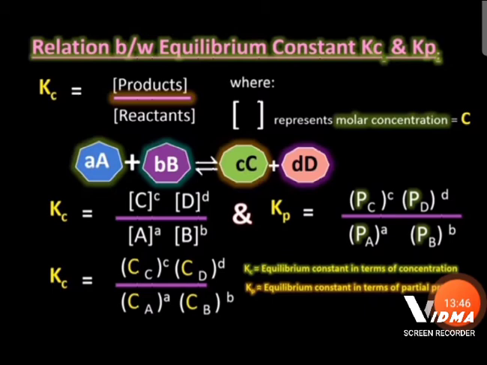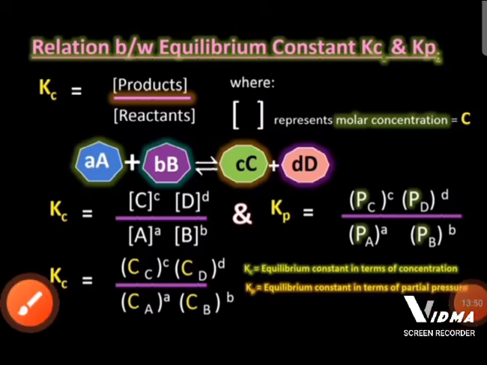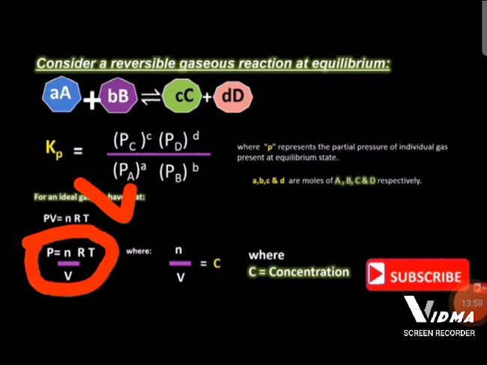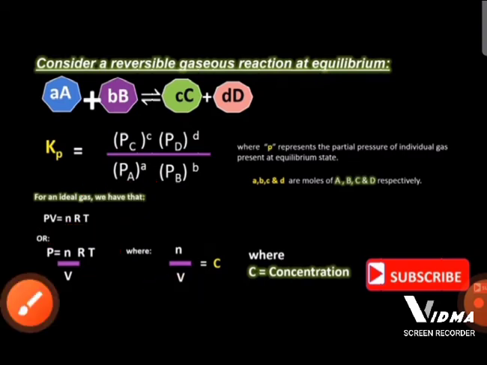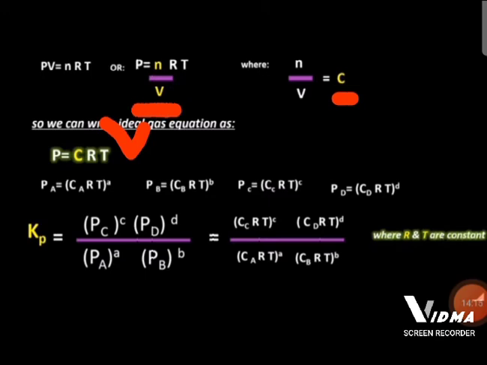So this is the expression of Kp and Kc for this particular reaction. Remember this. Now let us move further. We know the ideal gas equation, PV is equal to nRT. We can rearrange this equation as P is equal to nRT by V, and we know number of moles divided by volume is concentration. In place of n by V, we can substitute C. So we get one new equation, P is equal to CRT.